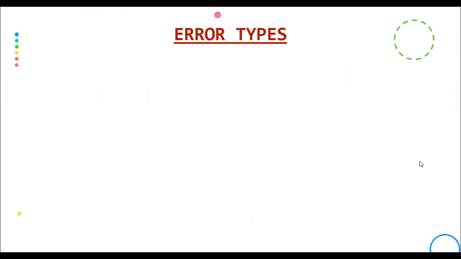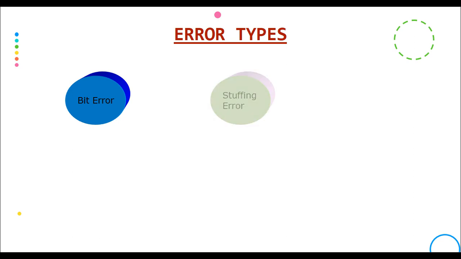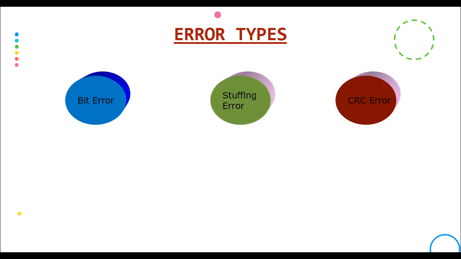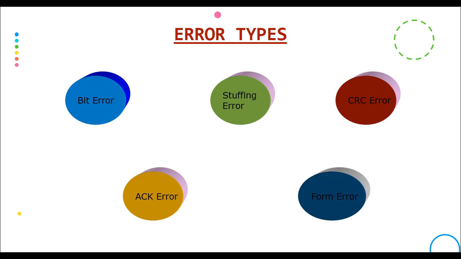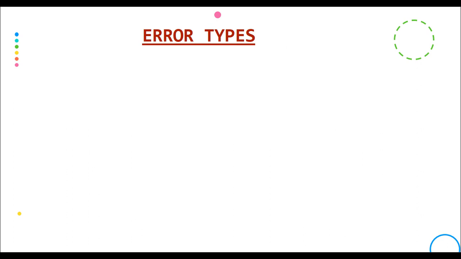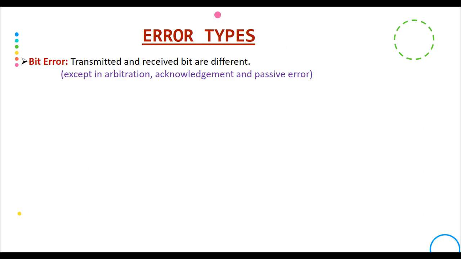There are basically 5 types of errors in CAN protocol. The first one is called bit error, next is stuffing error, third is CRC error, fourth is acknowledgement error, and fifth is form error. Coming to the bit error, it happens whenever transmitted and received bits are different. Say a transmitter transmits a dominant bit, but the receiver receives a recessive bit, or vice versa. Exceptions are in arbitration, acknowledgement, and passive errors.